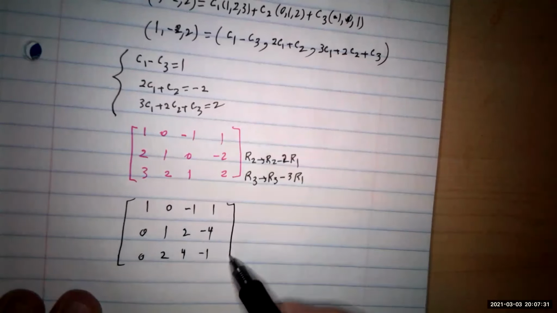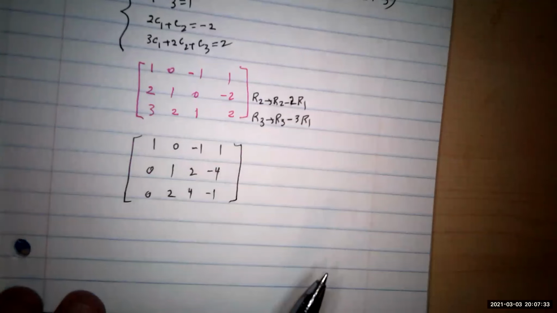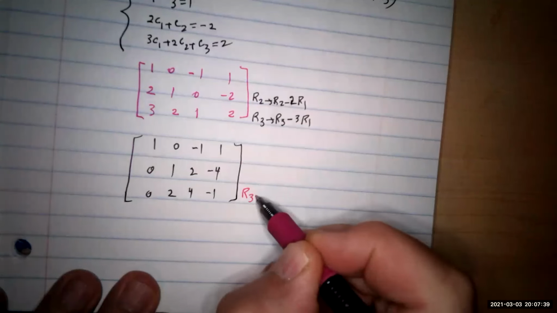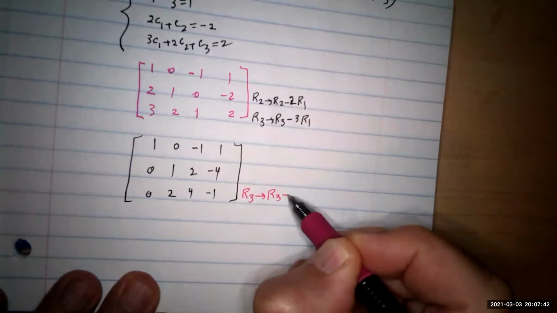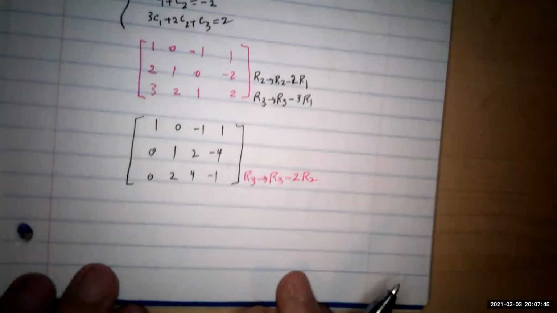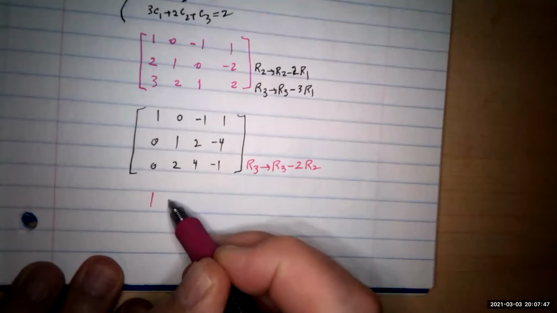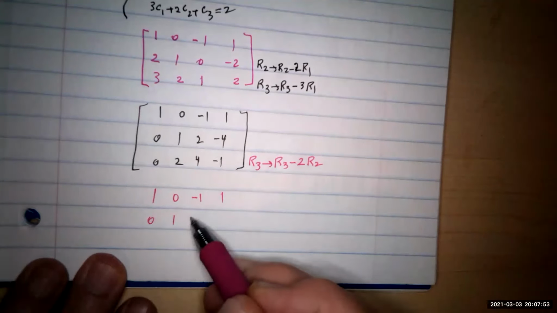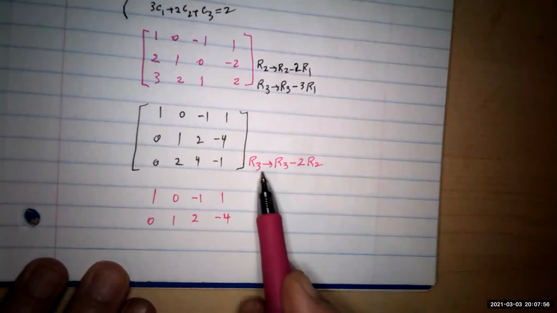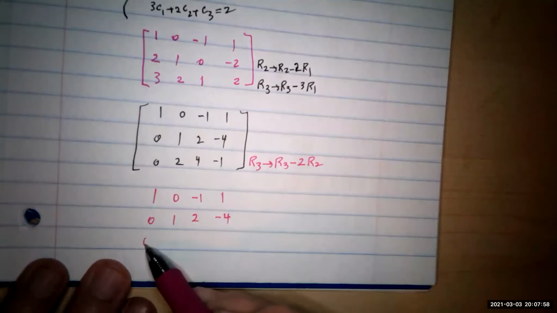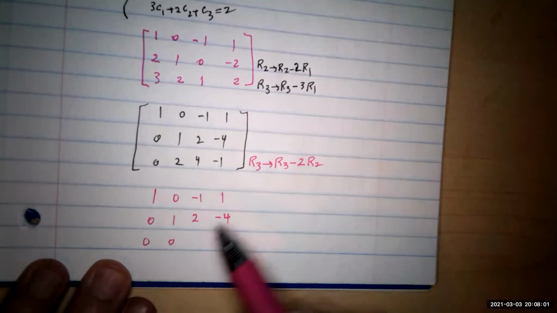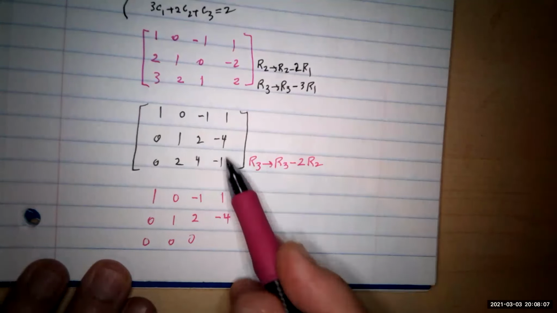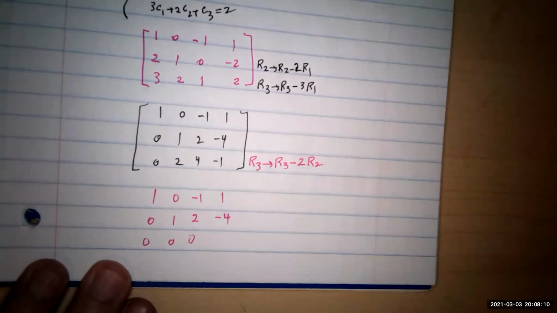You see, look at this one this time. If you do the same thing that you did for the other one, that gives you R3 minus 2 R2, you arrive at the contradiction right away. So that gives you 1, 0, -1, 1. And that's going to be 0, 1, 2, -4. R3 minus 2 R2, 0, 0, 0, -2. That gives you what? +8, 7 in this case.